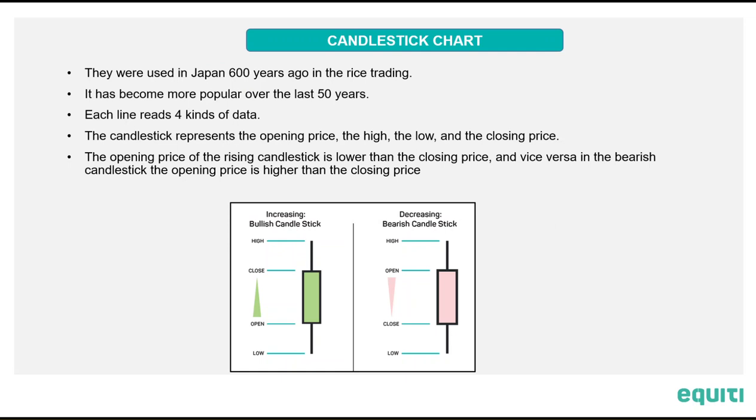Now, candlestick chart. Historically, they were used in Japan 600 years ago, and it has become very popular over the last 50 years. Each line reads 4 kinds of data: market open, close, and the high and the low of the candle. And the candlestick represents the opening price, the high, the low, and the closing price, like I just mentioned. The opening price of the rising candlestick is lower than the closing price, and vice versa. In the bearish candlestick, the opening price is higher than the closing price.